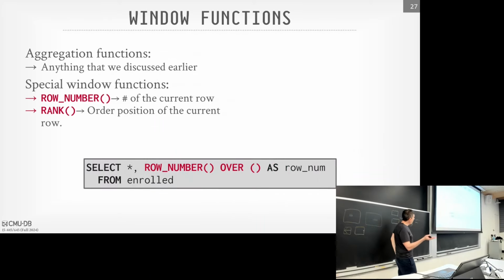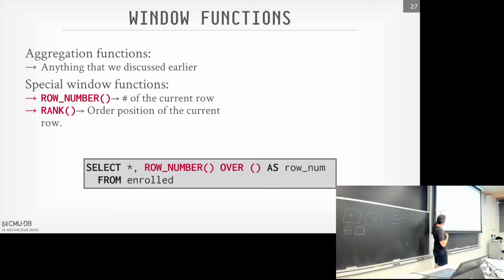So you can do all the aggregation functions that we talked about before: min, max, average, sum, and count. But then the special ones are going to be row number and rank. Now row number is a weird one because, as I said, SQL is based on bags. There isn't an order. But obviously sometimes you want an order, or you want to know the position of a record or of a tuple in your output, and row number will give you that. Rank is similar, but it's the position within the sort order.